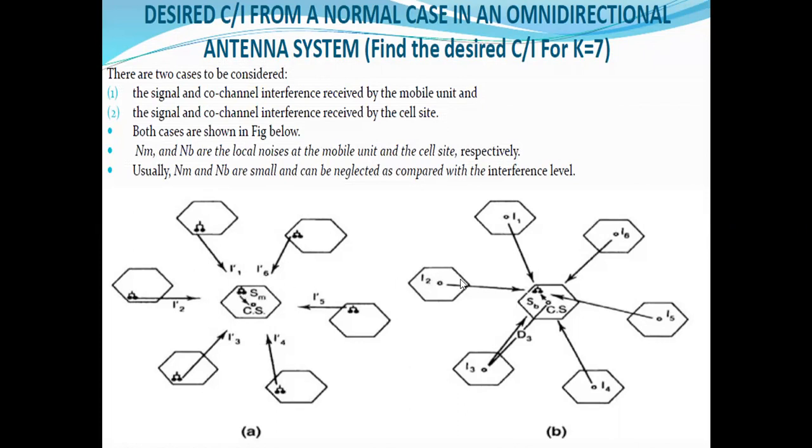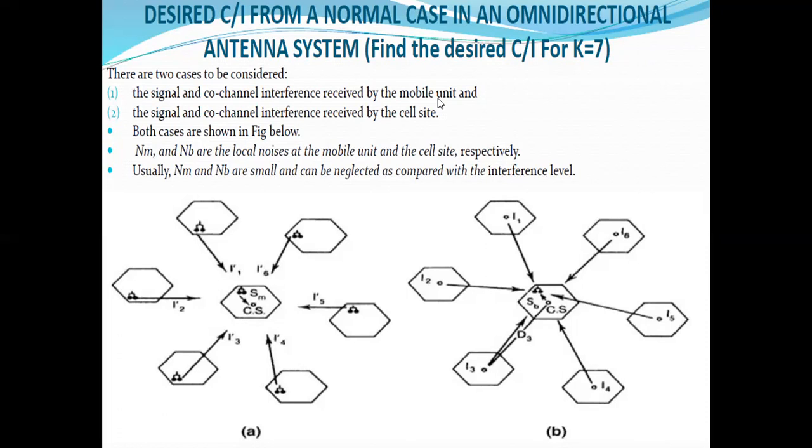And in the second case, all the interfering cells cause interference received by the cell site, and the signal. The first is interference received by the mobile unit, and the second is interference and the signal.